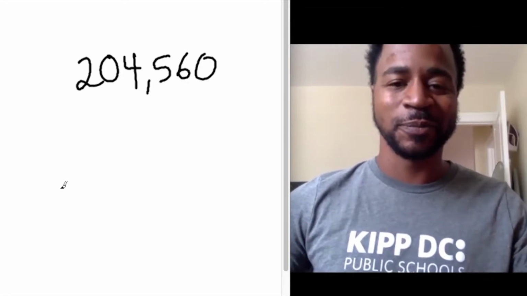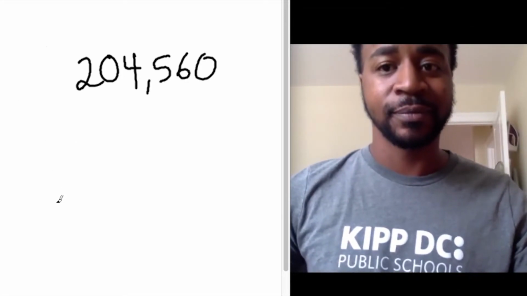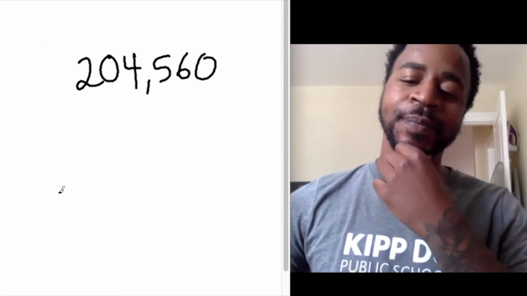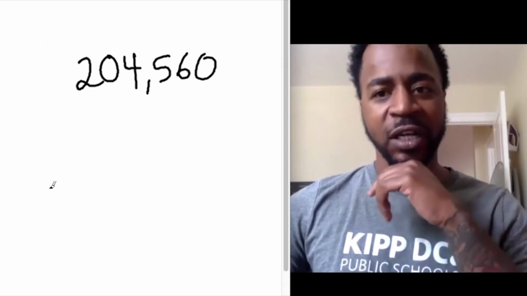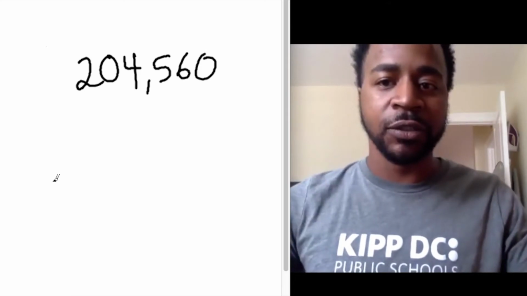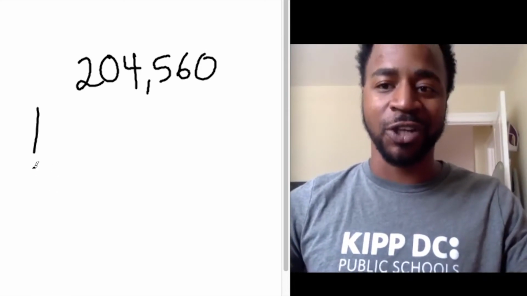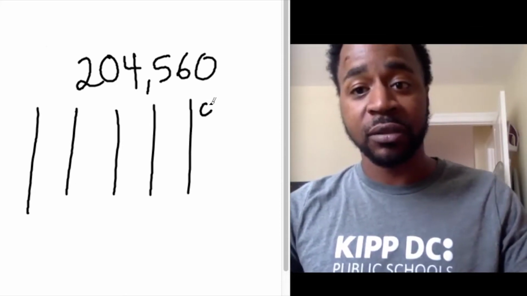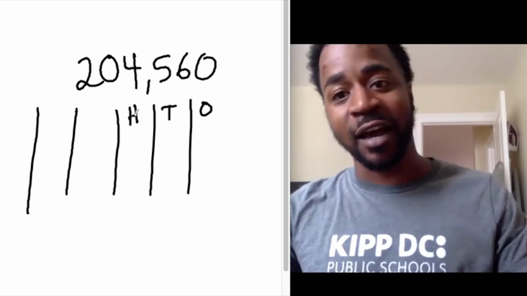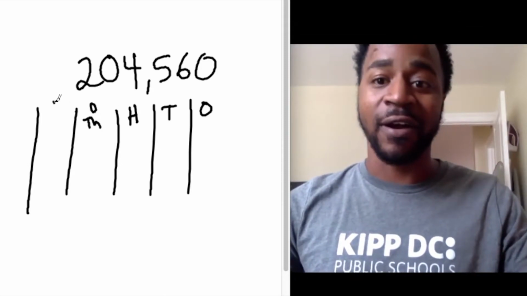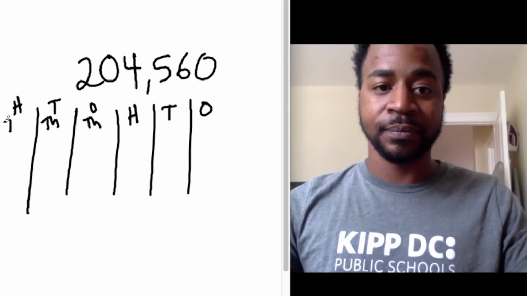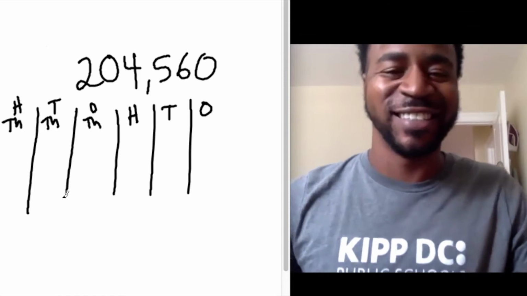We were wondering if you could help us put the number 204,560 in expanded form. That's a good question. Let me think about that. The first thing I want to do is make a place value chart. I want to label it the ones, tens, hundreds, 1,000s, 10,000s, and 100,000s. All right, let me just take 1 second. I'm doing it. Got it.